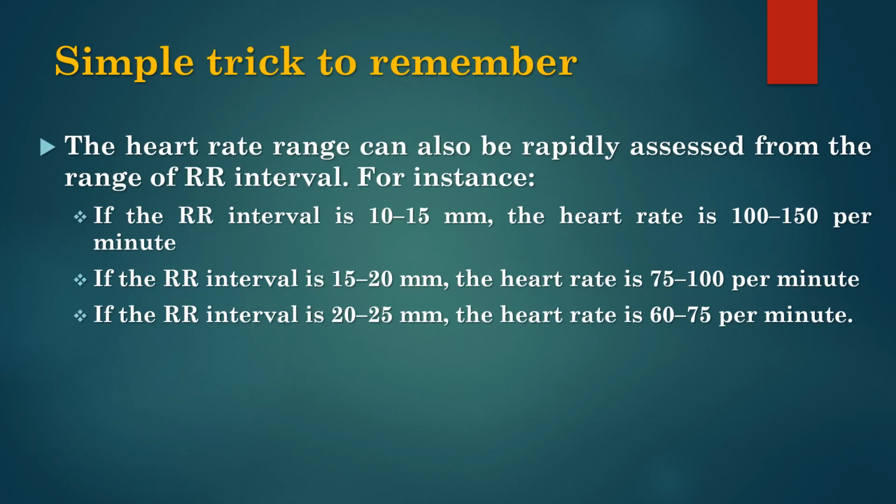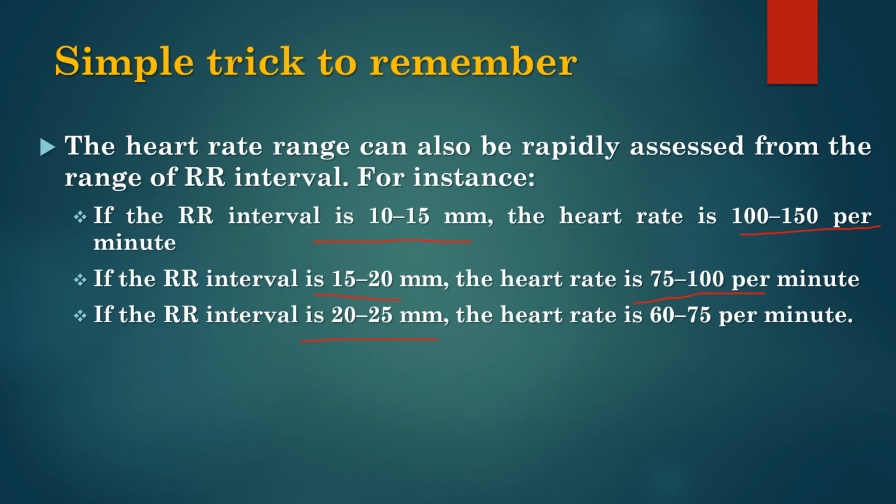Now we will see some examples, but before that, the simple trick to remember is: in a regular rhythm, if the RR interval comes out to be 10 to 15 mm, that is 10 to 15 small squares, the heart rate will be 100 to 150. If the RR interval is 15 to 20 small squares, the heart rate will be 75 to 100.